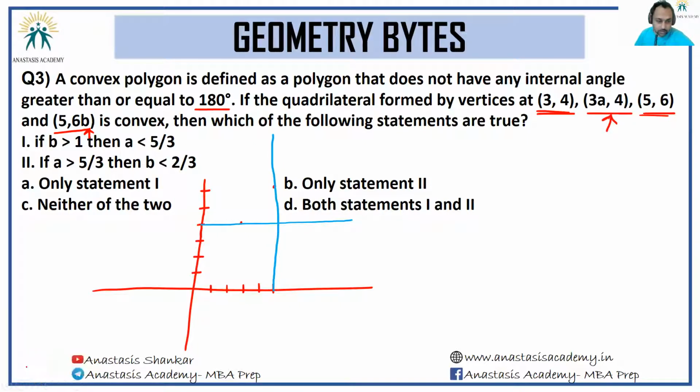Okay. Now going back to the original color, this is 1 point, this is 1 point, and the other 2 points are on these blue lines. We need to ensure that this is convex. If B is greater than 1, it means the fourth point, (5, 6B), is somewhere at the top. If I take the other point, (3A, 4), to be somewhere here, let me draw it like this. If I took some point here, it will not be a convex polygon because this angle here will be greater than 180 degrees. So we can't have that.